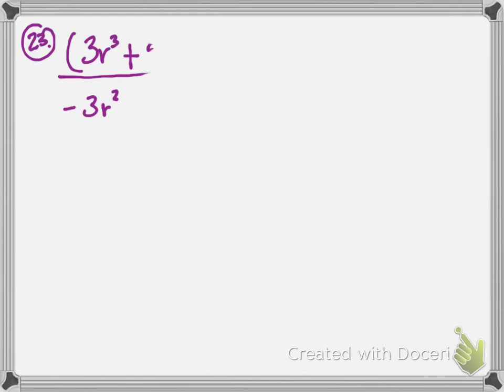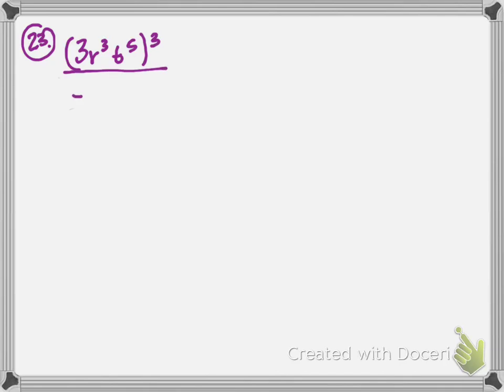Hold on. I think what this really says now, I was not zooming in on it when it was on my phone. So now I can read it a little better. All right, so this is 3r cubed, t to the 5th, cubed, over negative 3r squared, t squared, squared.